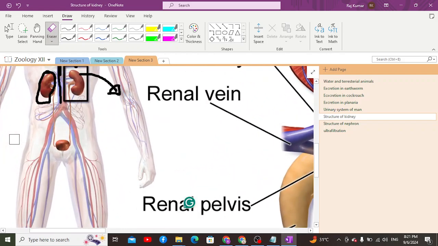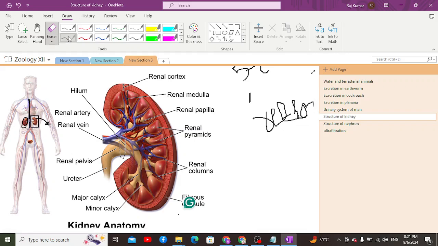On the other hand, if we talk about the structure, the kidney is a bean-shaped organ, reddish brown in color. It is convex on the outer side and concave on the inner side, as you may see. The concave side is known as the medial side, and the convex side has the upper region known as the renal cortex.